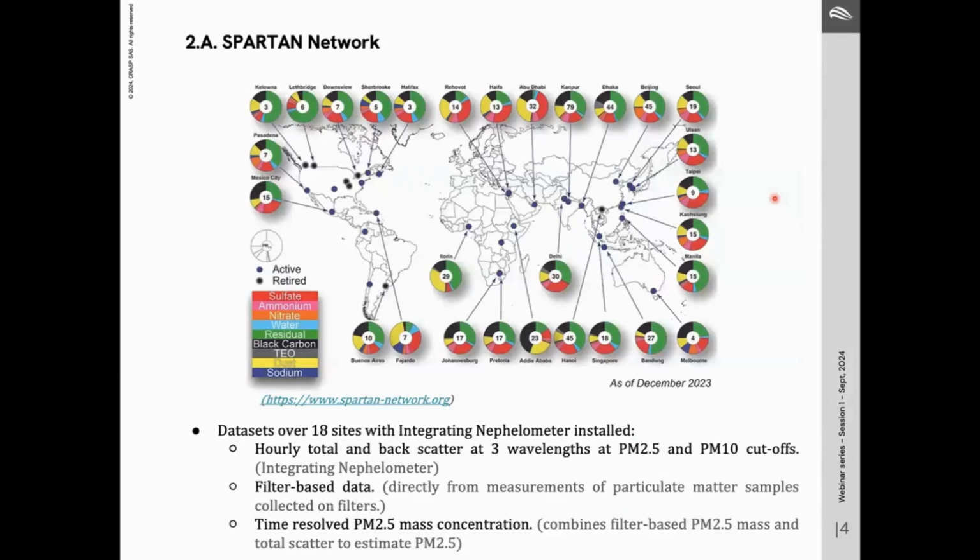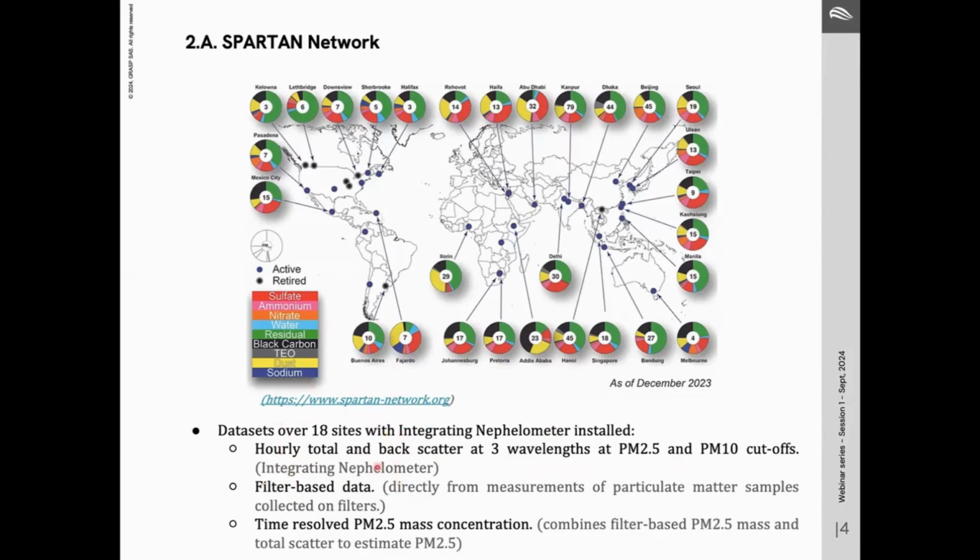And as Rich has introduced, the AirPhoton nephelometer has been deployed globally by the SPARTAN network since its founding in 2012. So until now, the SPARTAN network has collected very abundant measurements of the in-situ integrating nephelometer at ground stations all over the world, which measures the hourly total and backscatter at 3 different wavelengths and at 2 different size cutoffs. In addition, the SPARTAN also gathers the filter-based data, which is directly from the measurements of the aerosol sample collected on the filter.